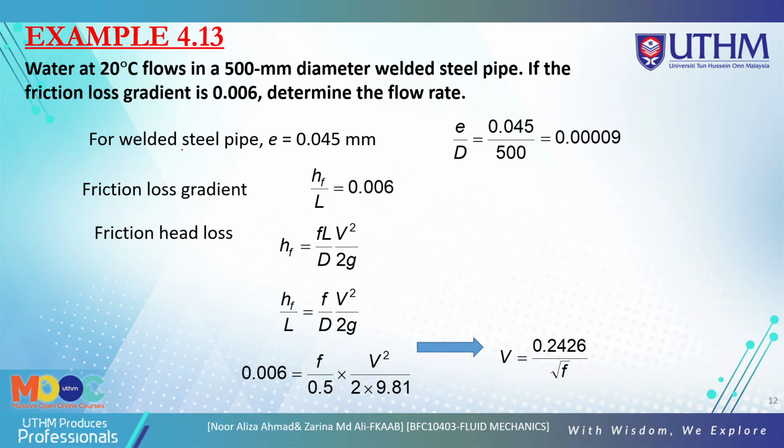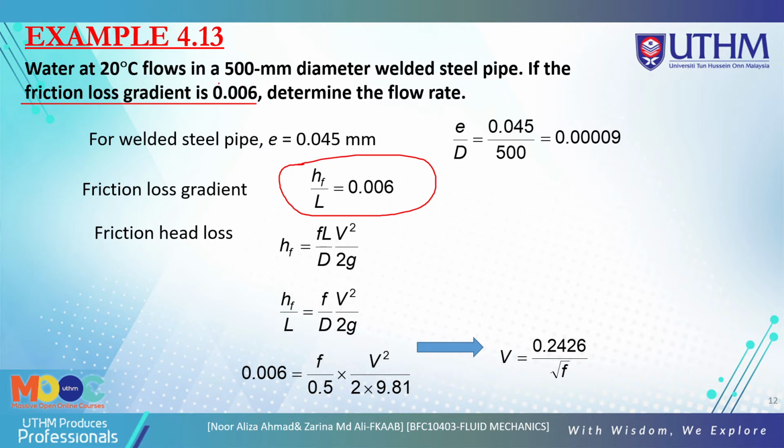Okay, for welded steel pipe, we use the roughness E here, which is 0.045 mm. The friction loss gradient, hf over L, is 0.006. So this is the friction loss gradient based on the given data here. The formula is hf over L, and we get 0.006 as given.